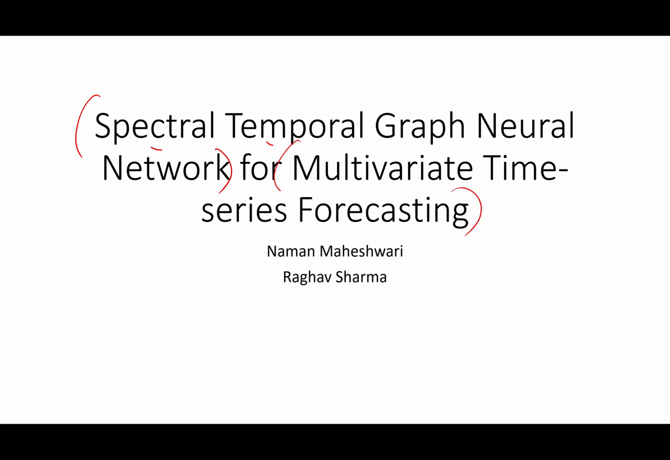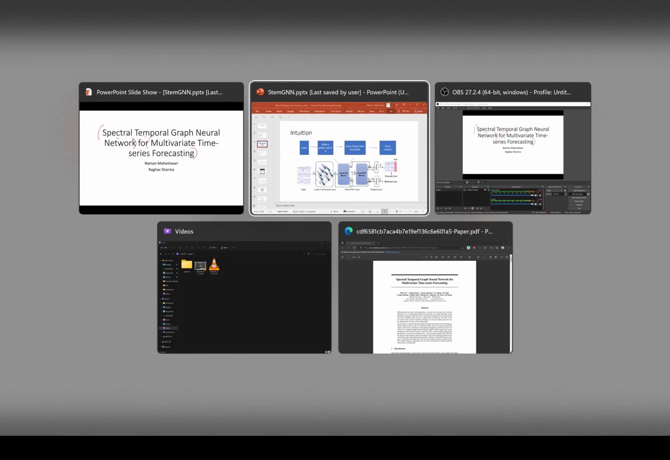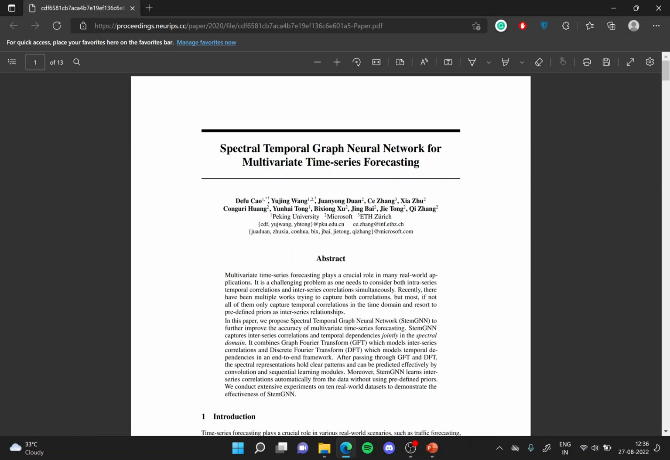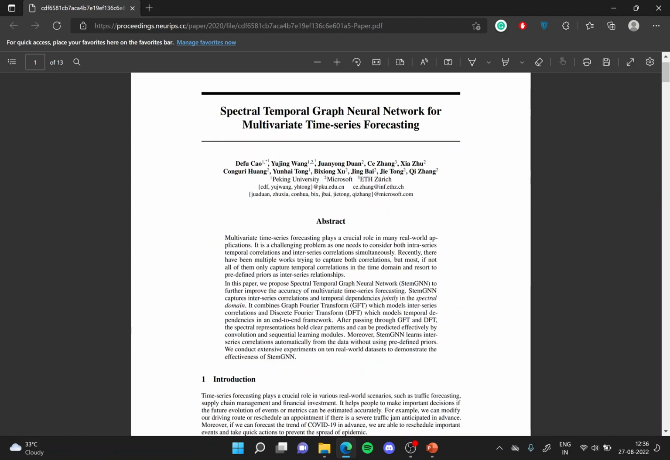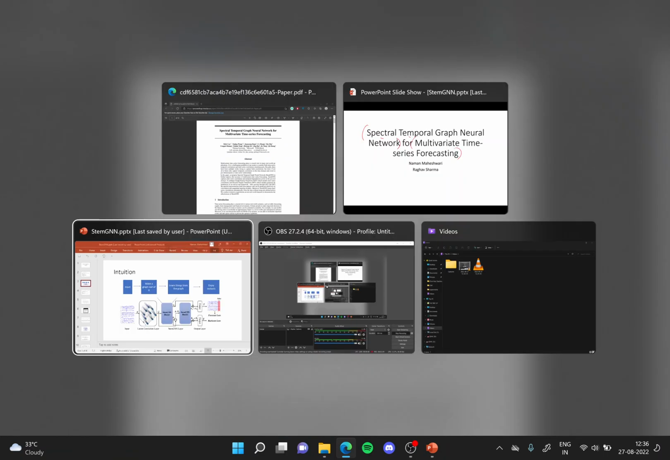So let's talk a little bit about the paper first. This was a paper, Spectral Temporal Graph Neural Network for Multivariate Time Series Forecasting. This was published by Microsoft and it was published in NIPS 2020. So in this paper, they're going to use graphs. They're going to use some graph thing. They're going to use some spectral temporal thing. And then we're going to obtain multivariate time series forecasting.